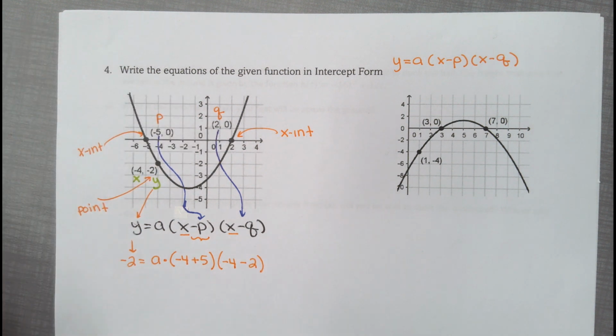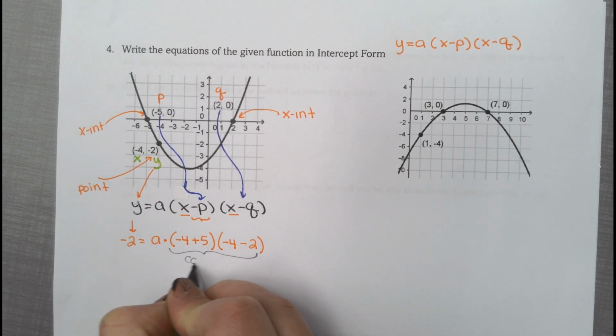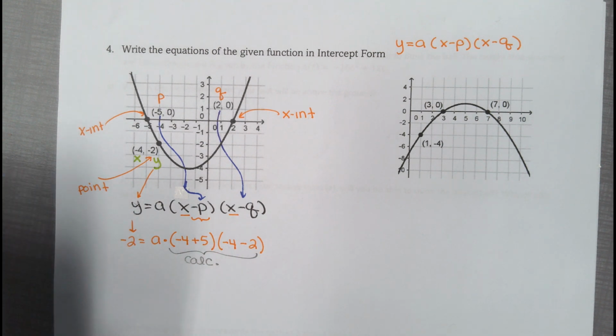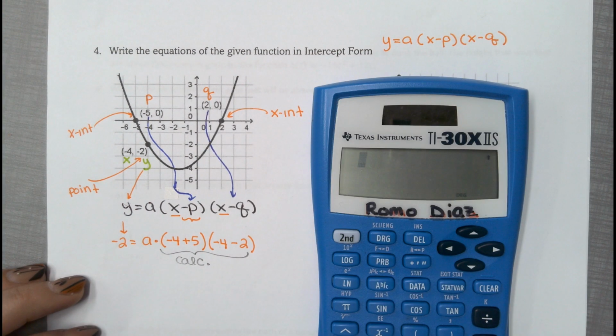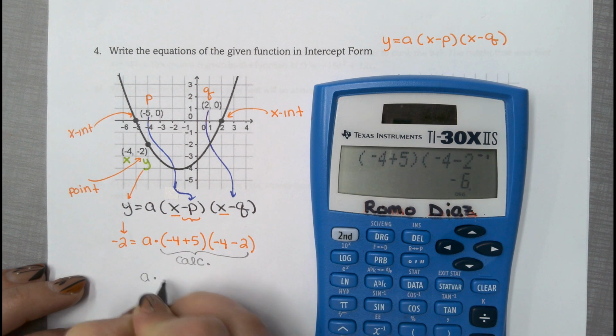When you're solving this for intercept form, it is a little bit easier in that this right here can be typed in the calculator. We want to type it in exactly how we see it. Don't worry about the a. The a is what we are solving for. Let me place that here. So we have parentheses, -4 plus 5, close it, open, -4 minus 2, close it, and we get a times -6.